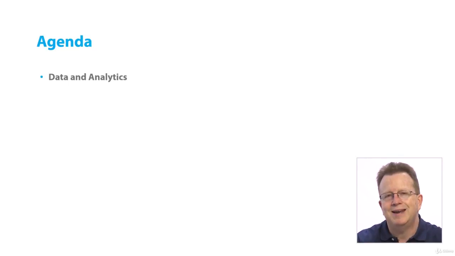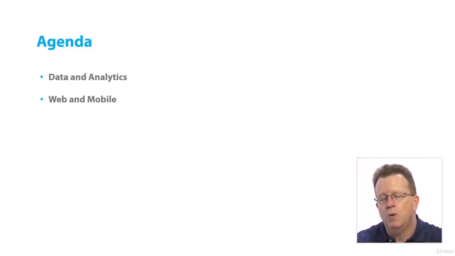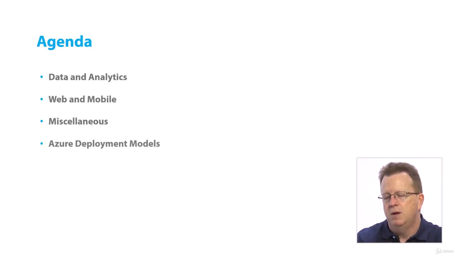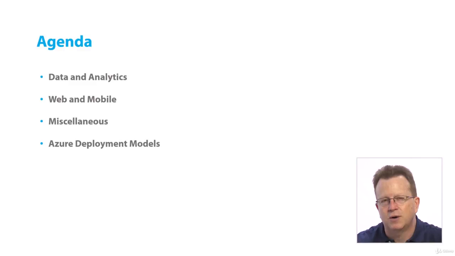Then we'll dive into data and analytics. We'll take a quick look at things like Azure SQL database capabilities and other analytical services like machine learning. We'll take a look at what we have in terms of the ability to host websites and our mobile apps in the Azure world with web and mobile. We're going to look at the miscellaneous capabilities that we have out there, the ability for us to go out there and do things like work with Azure Active Directory, Content Delivery Network, and other items as well in the Azure world. And then we'll look at the different deployment models.